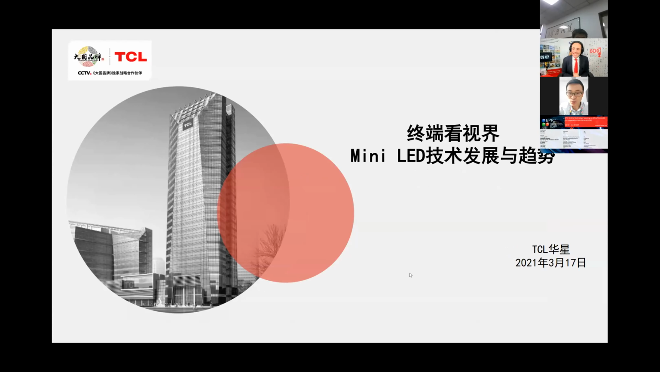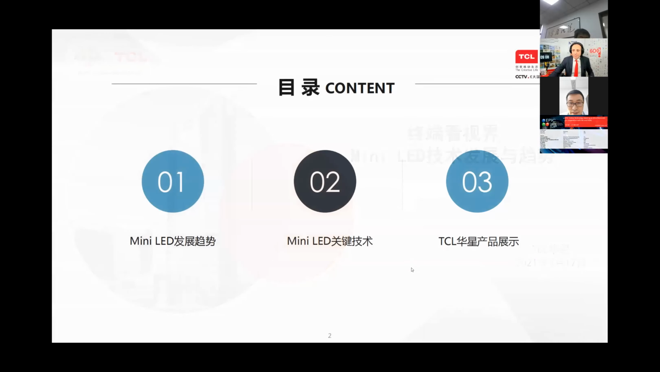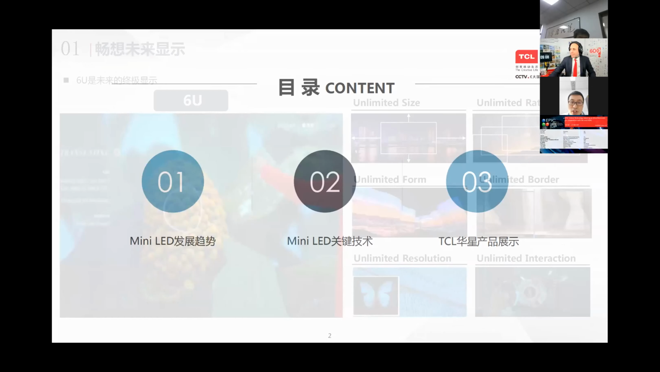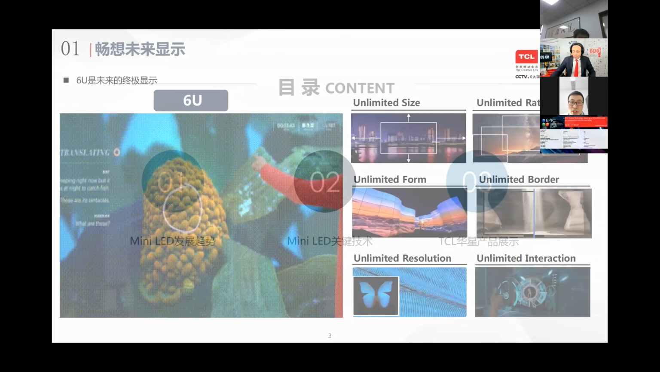So today I will talk about, from the end customer's point of view, the development process of macro and mini LED. Next slide, please. For my speech, I will cover the following 3 aspects. First, the development of mini LED. Second, the key issues in the process and what key technologies we have. Third, in mini and micro LED, what are our products? First of all, I want to cover the first part.